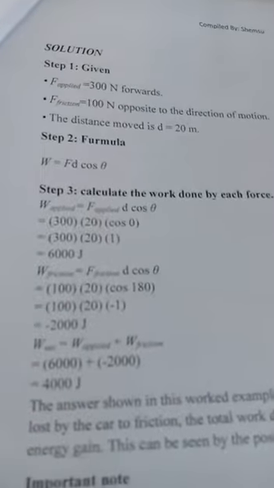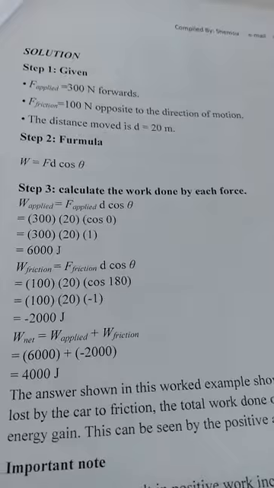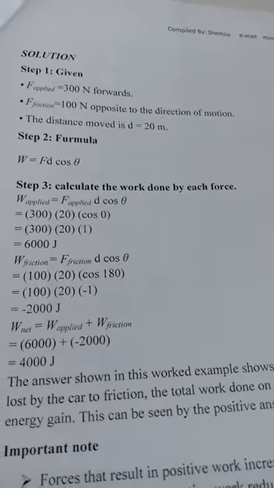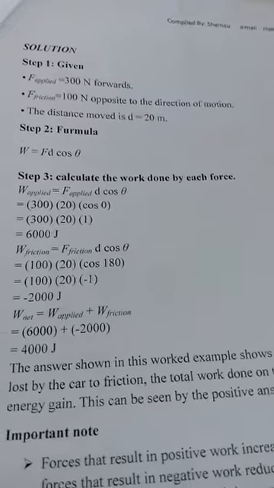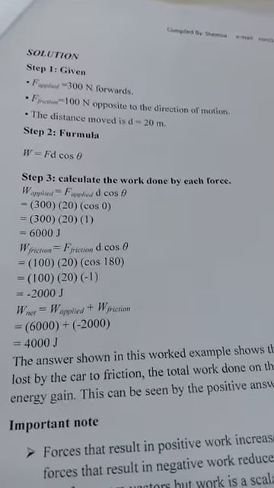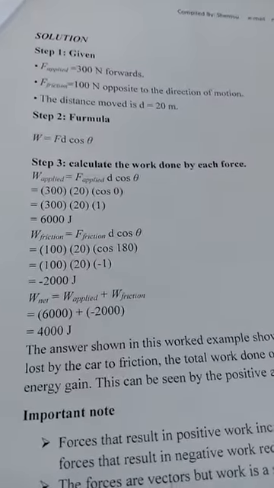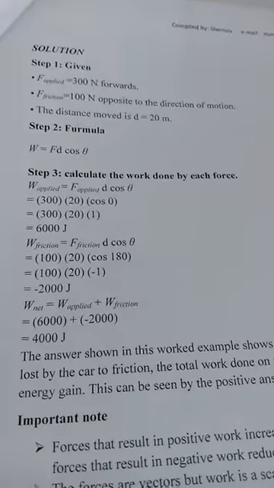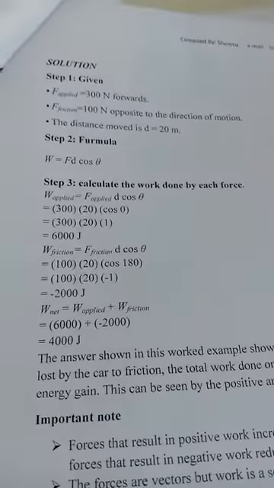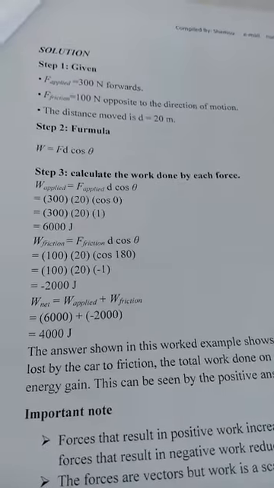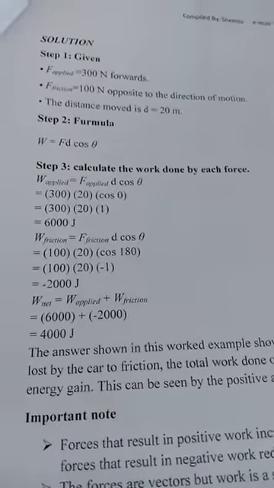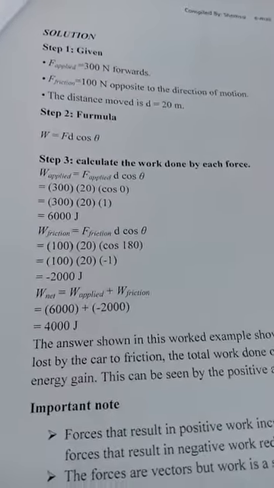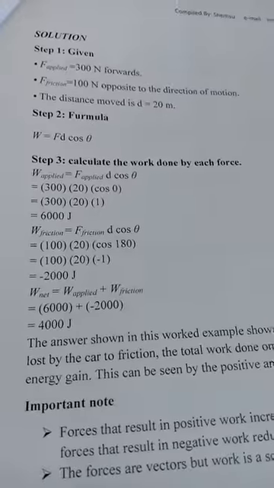We have now three givens: the force applied, that means the two forces, and the direction, which is 0 degree and 180 degree. So the formula is the common formula, which is force times distance times cos theta. Now here you can use one of the approaches. For example, in this solution you can see we have applied the first approach. That means we have calculated the work done by each force.